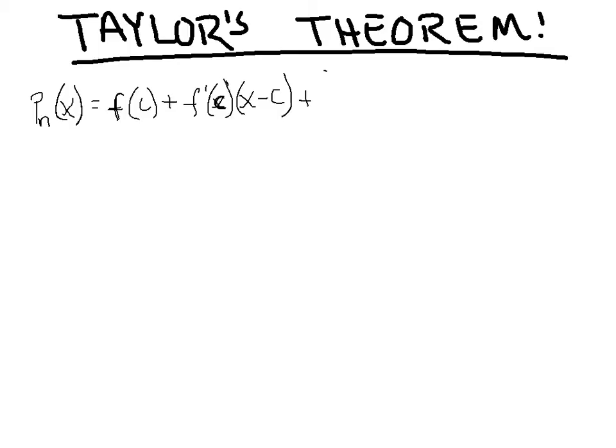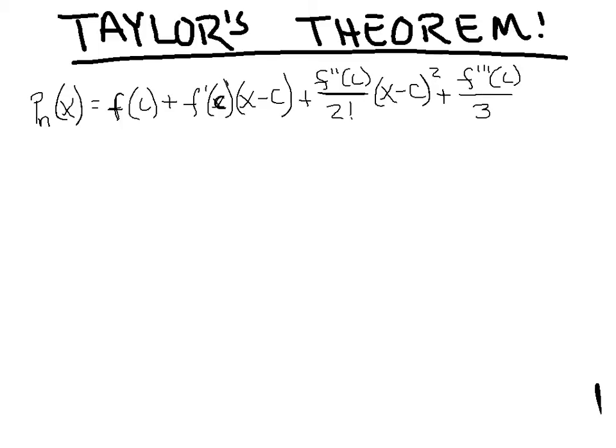Until I add this term, the second derivative of c divided by 2 factorial times the quantity x minus c squared. Okay? Now it looks a little crazier. Right now, that's the second degree Taylor polynomial. If I add the next term, it would be the third derivative evaluated at c divided by 3 factorial times the quantity x minus c to the third. Plus, can you predict what the next term is going to be? It's going to be the fourth derivative, and I'm going to use Roman numerals, evaluated at c divided by 4 factorial times the quantity x minus c to the fourth power.